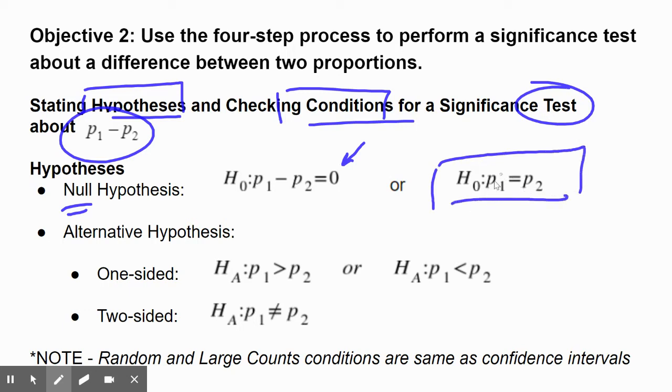p1 equals p2. For your alternative hypothesis, if you're going to be one-sided, you could have a less than or greater than symbol, or if you're two-sided, then it's not equal to. And the conditions are still going to be the random and large counts conditions, just like the confidence intervals. Again, remember, because there are two proportions, you have to do things twice.